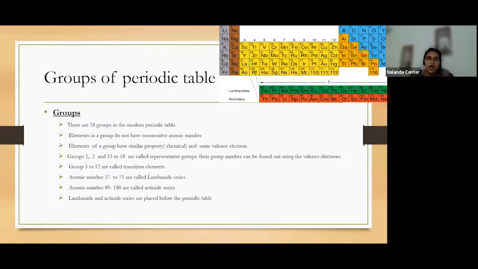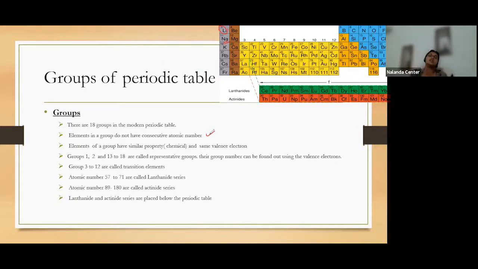So the next concept is the groups. There are 18 groups, and the vertical columns are known as groups. In a group, the atomic numbers need not be consecutive. Lithium has atomic number 3, sodium, after that, is 11, and potassium is 19. So in a group, elements may not have consecutive atomic numbers.